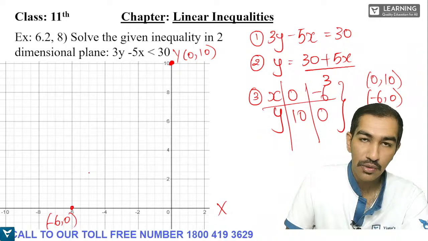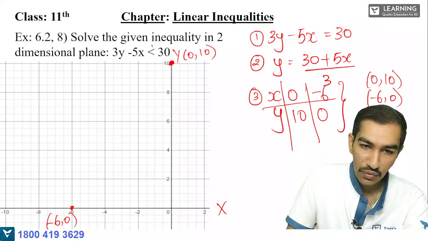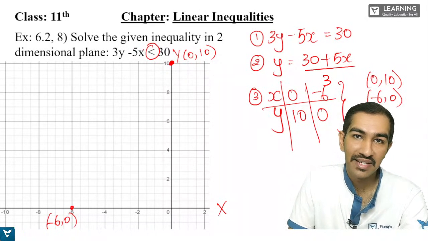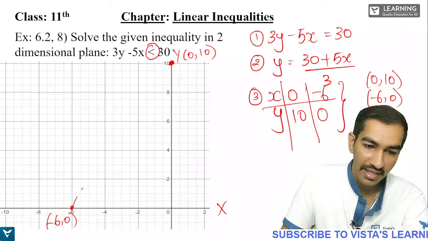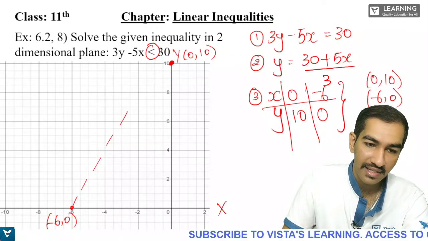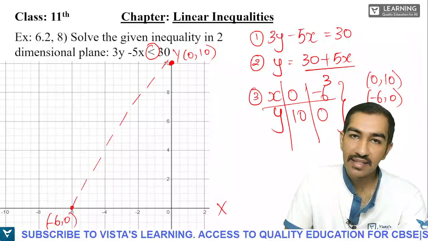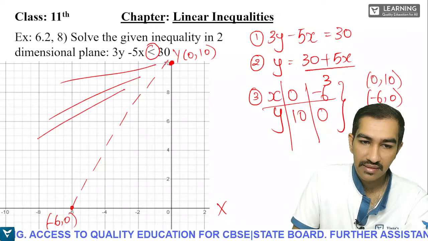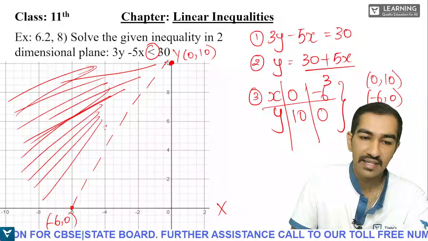Now join these both points, but before joining, have a look at the inequality. Do we have an equal to symbol here? No. Correct, we have a lesser than symbol. So you have to join these points with a dotted line or a non-continuous line like this. And it is telling lesser than 30, right? Lesser than 30. So this part will be the shaded region.